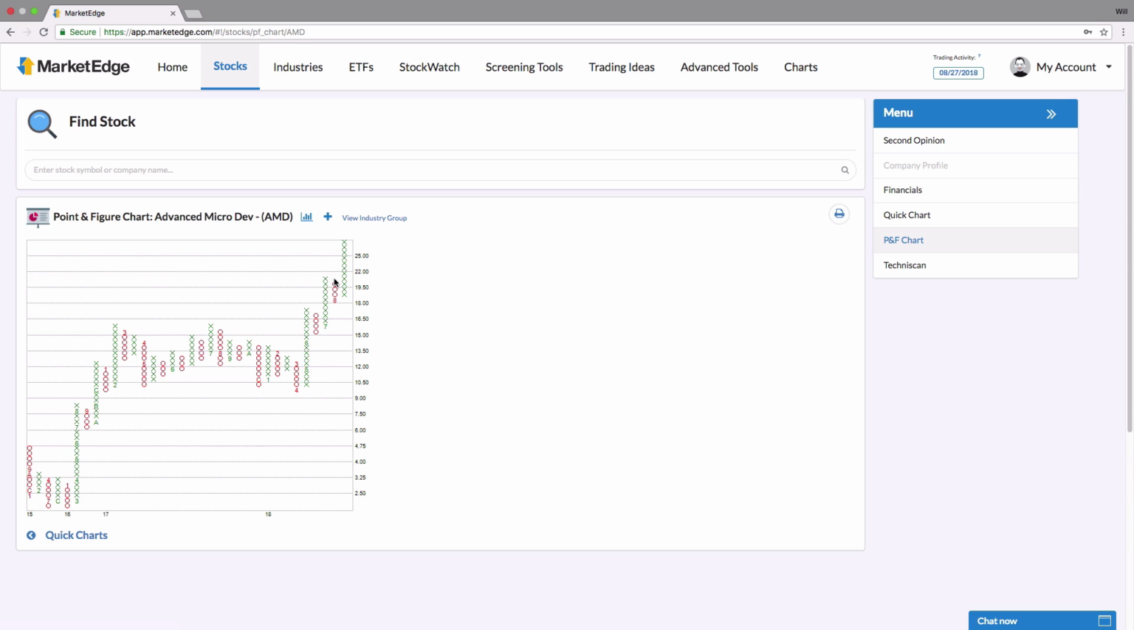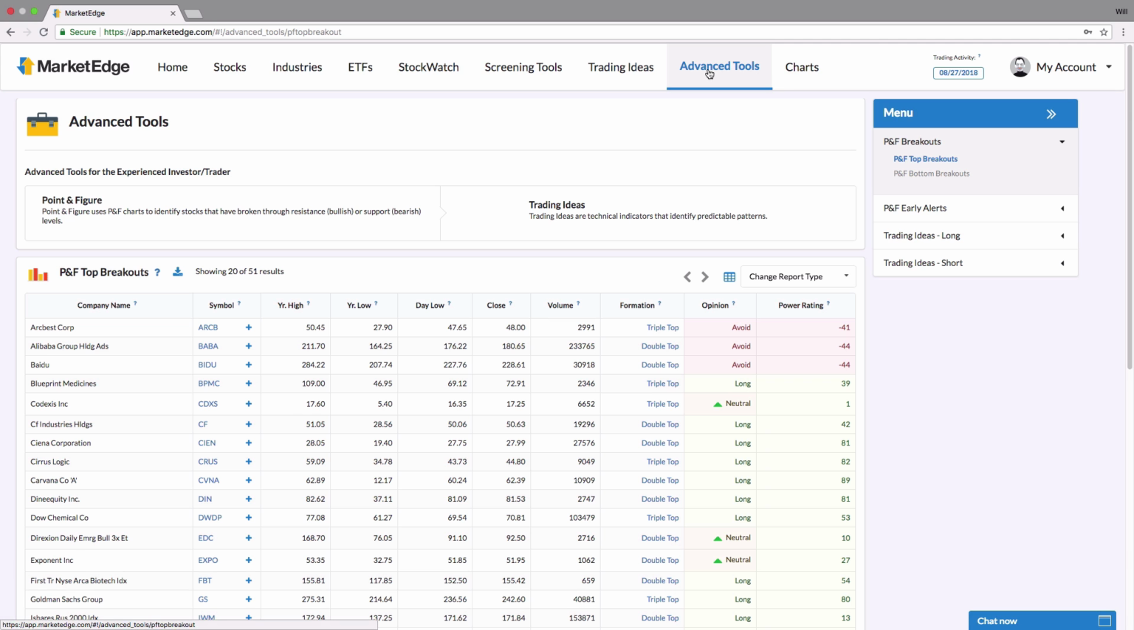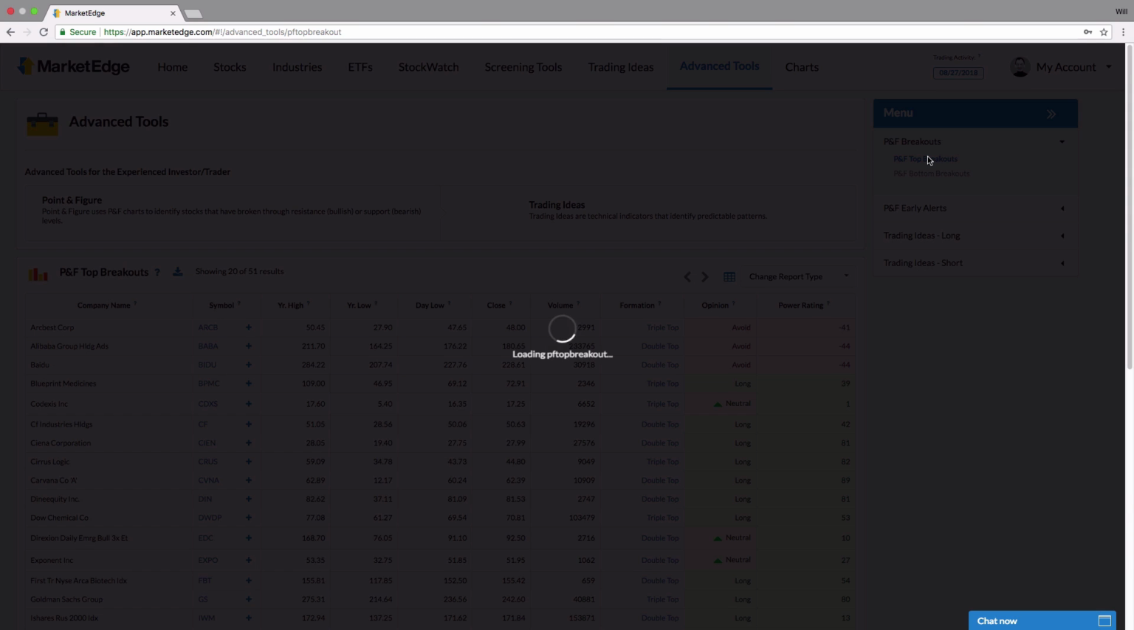All right. One of the most common ways to use point and figure chart formations, and I'm going to go ahead and move over here to the advanced tools, is that the buy and sell signals are some of the best buy and sell signals you can get in technical analysis. The reason being, when you have a breakout, you have that breakout because the stock is breaking through a resistance area. Over here we have the point and figure top breakouts.